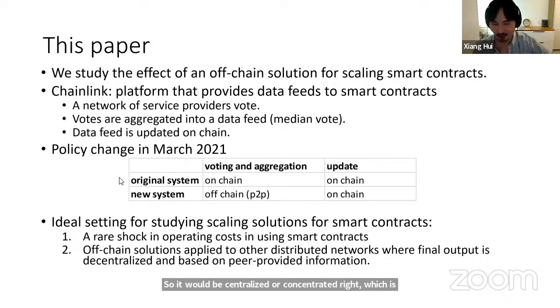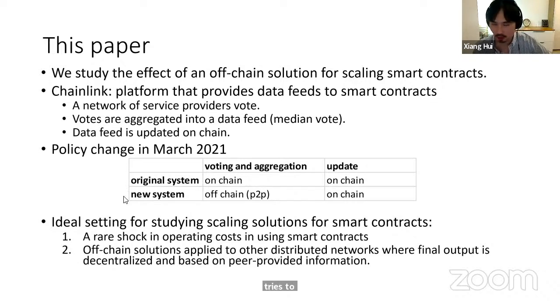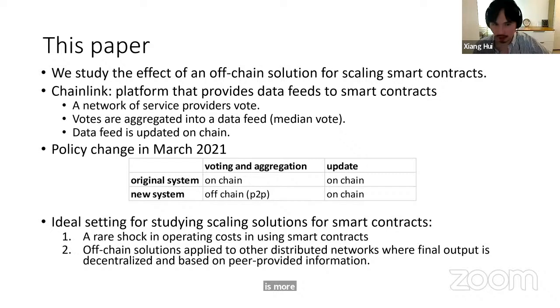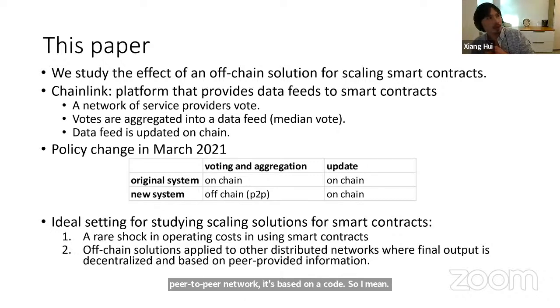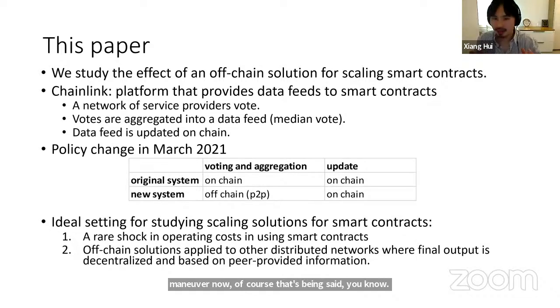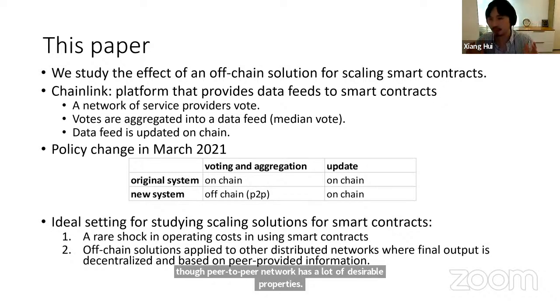Sorry, just to clarify, so that I understand your question, are you referring to the original system or the new system or both? The voting and aggregation part in the new system. Right, so the voting part is based on code, right? So even though it's taking place off-chain in the peer-to-peer network, it's based on code. I will tell you the exact process in a bit, but there's no room for maneuver. Now, of course, that being said, arguments can be made that data is most secure when it's on-chain, right? So if you do things not on the blockchain but in a peer-to-peer network, then even though peer-to-peer networks have a lot of desirable properties, there are also known technological disadvantages of these P2P networks, right? So it's still subject to the P2P network. So that part is correct.